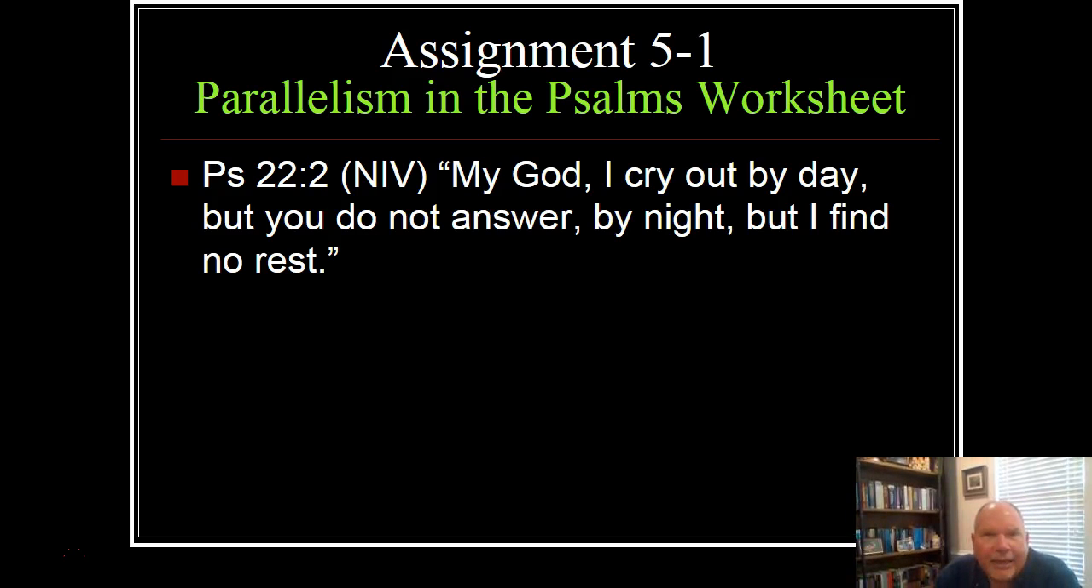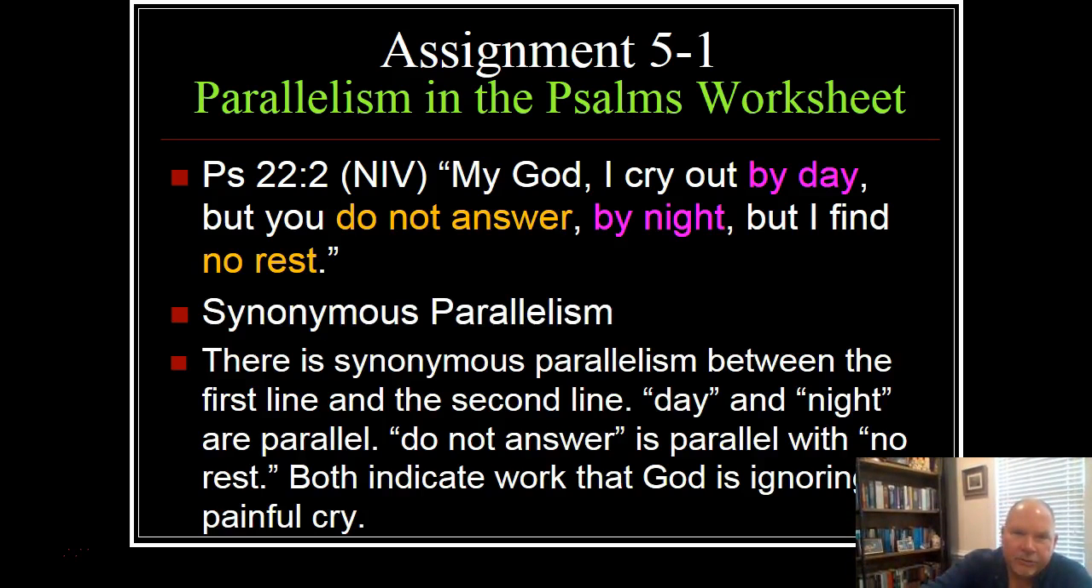So here's just an example to get you started. Psalm 22:2. My God, I cry out by day, but you do not answer, by night, but I find no rest. Now there are 2 types of parallelism found in this verse. We find that by day is contrasted to by night.